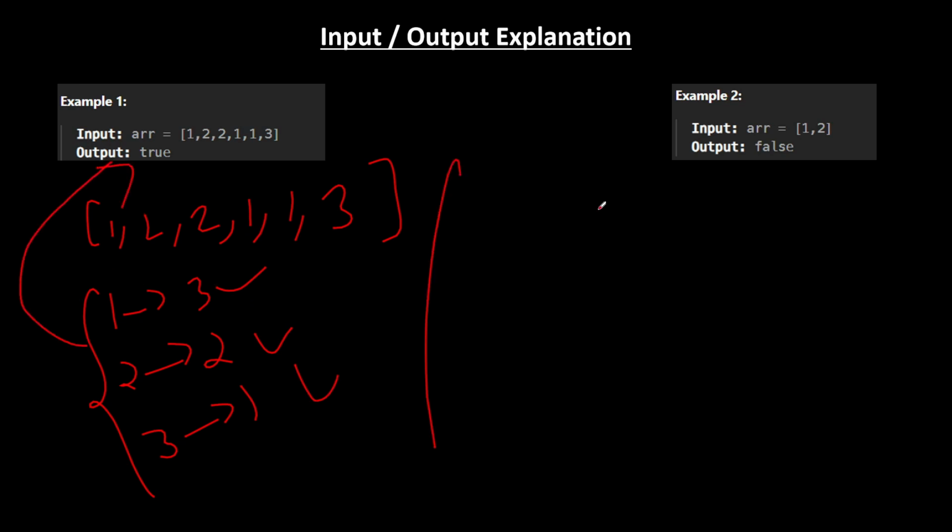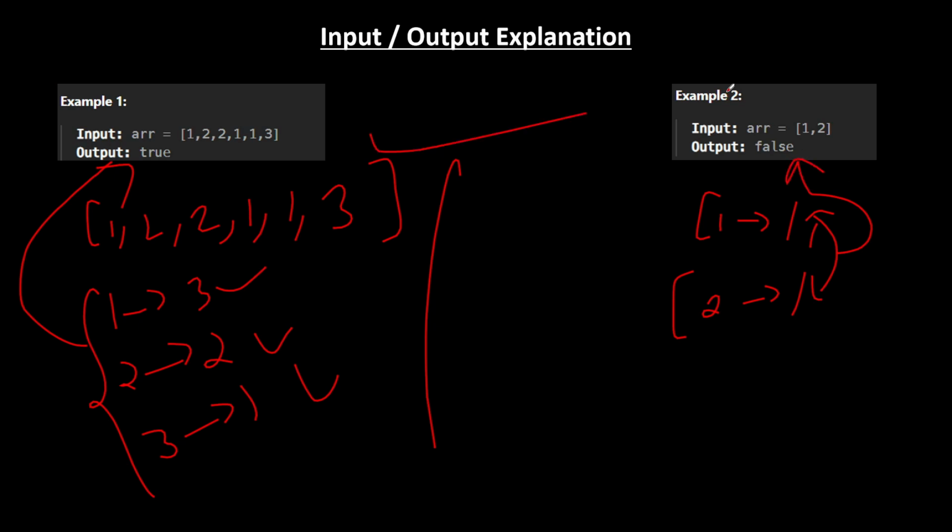In this case, one appears one time and two appears one time. So the counts of both one and two are the same. That's why we return false. So this is the input output explanation. I hope you understood it. Now let's move to the next slide.